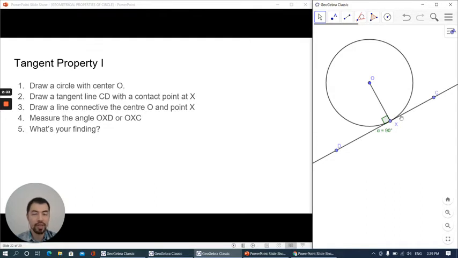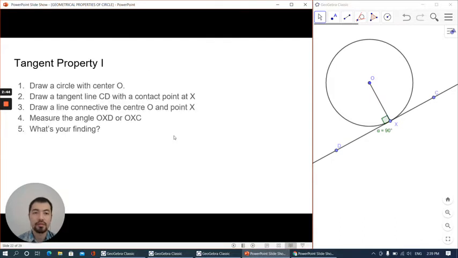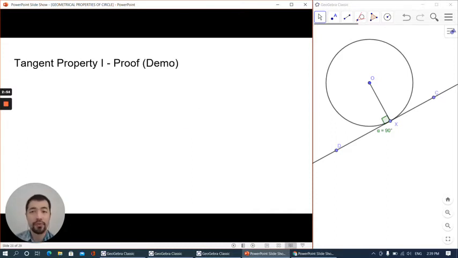So what can you say about the line OX and tangent CD? That they are perpendicular. Very good. So this is from our drawing, right? And how can we really prove it?